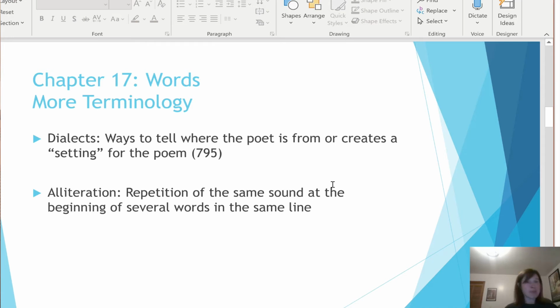But that's a poetry term. So on your exam, you will be asked about alliteration. Just know that it's my favorite term and that's what it means.